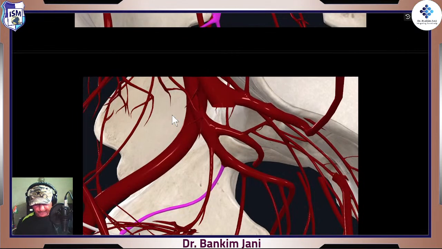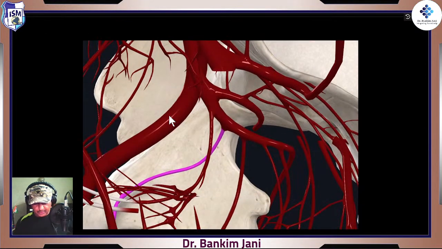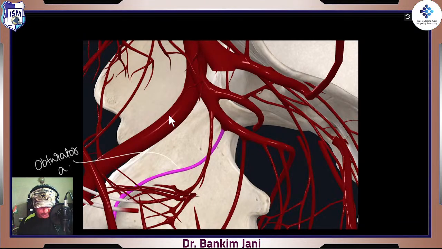Okay. We are now talking about this artery. Now where exactly is it, right? Where exactly is it? This is the obturator artery, right? That's the obturator artery. Yes, it is parietal, right? It is a parietal branch.